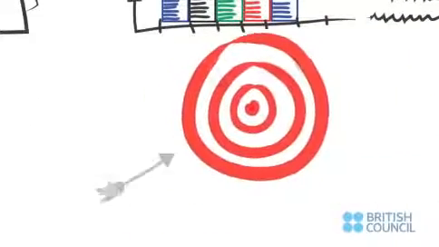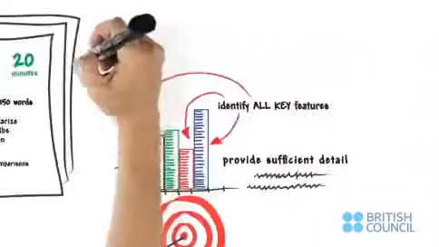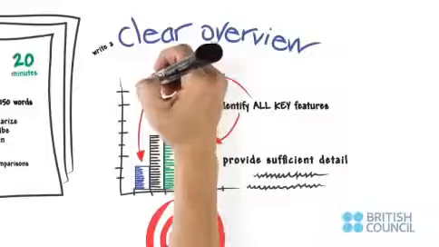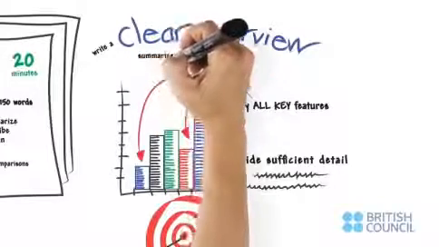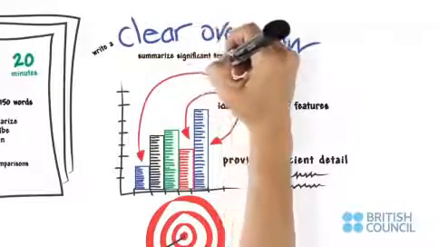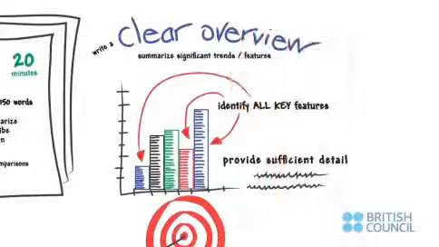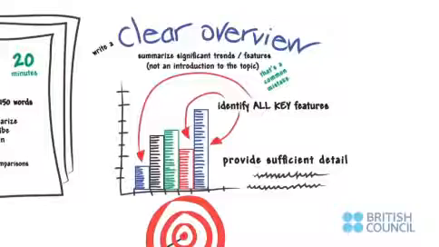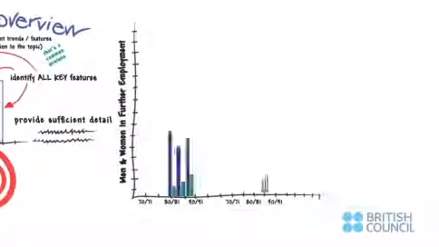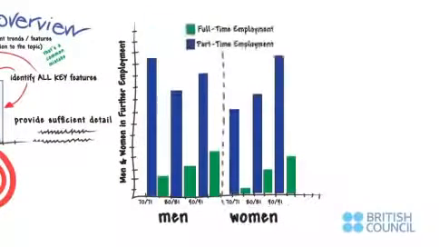Ensure accuracy when referring to data or describing trends or processes. It's important to write a clear overview. This means summarizing the most significant trends or features from the data or information in the diagram. This is not simply an introduction to the topic. That's a common mistake. Here's an example of identifying significant trends.